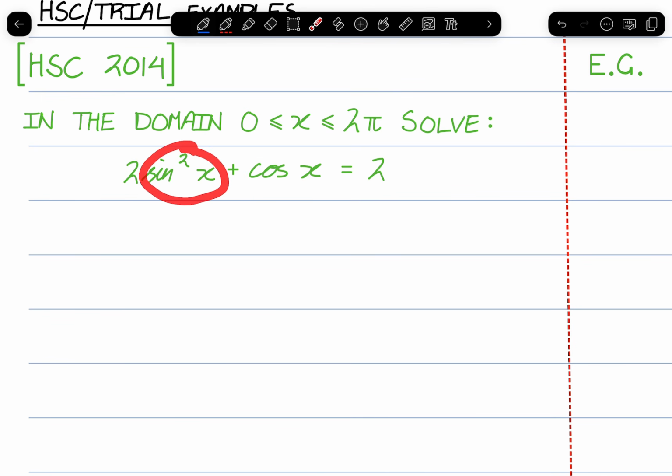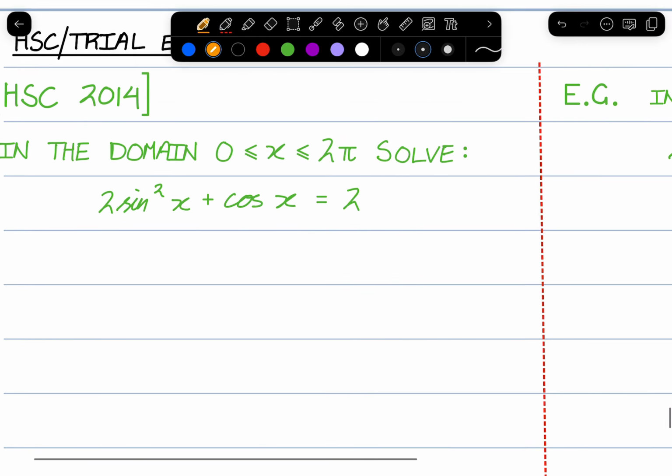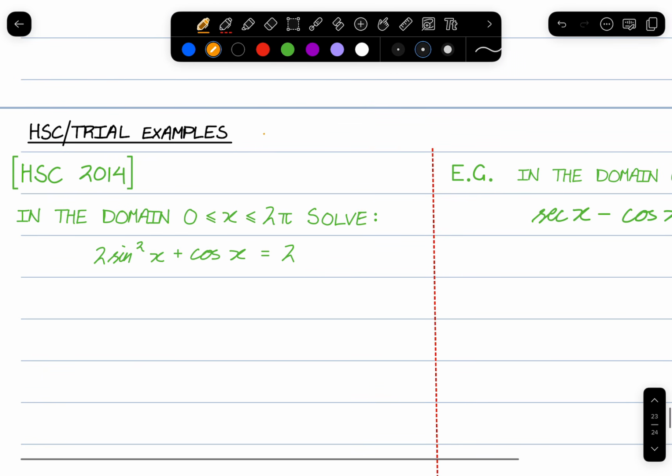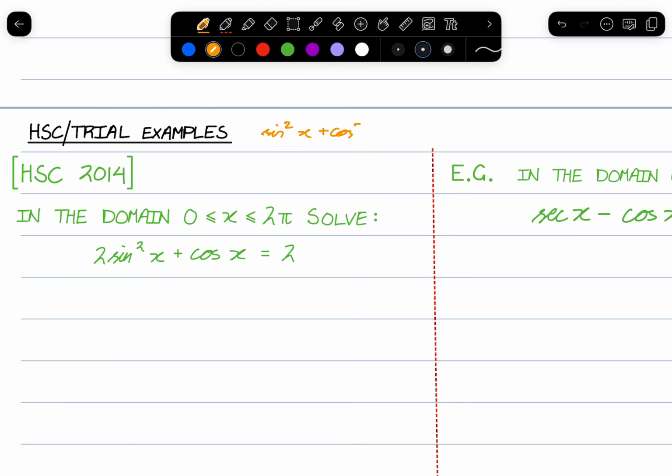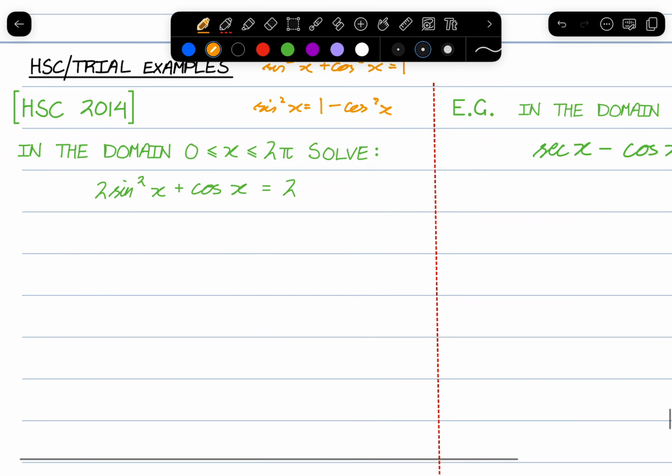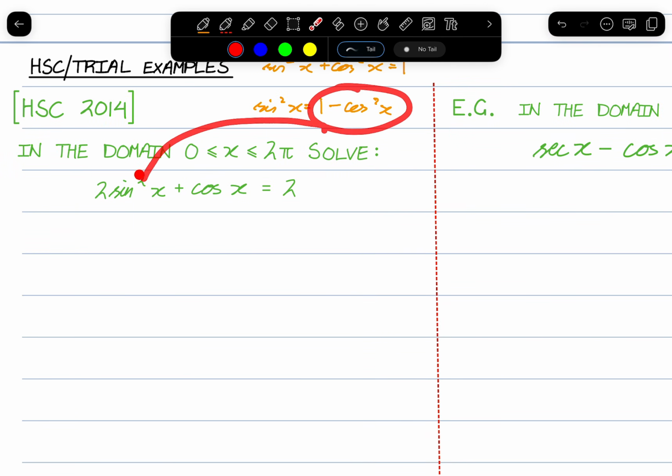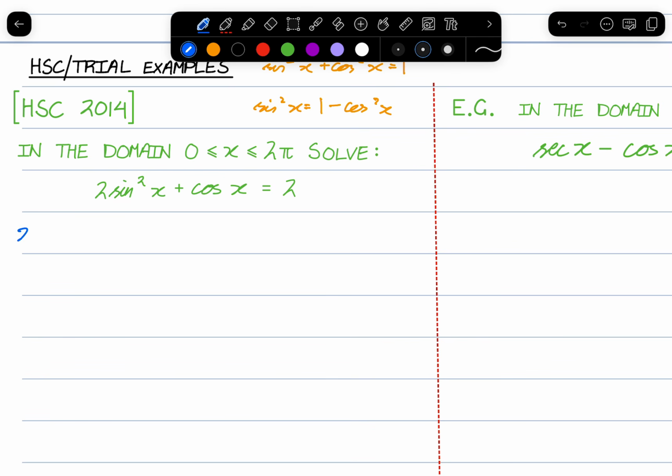Now I know that because here's sine squared. If we go back to our Pythagorean identity, sine squared x plus cos squared x equals 1. So from here we can simply make sine squared x equal to 1 minus cos squared x. So I'm going to use that substitution here. So this is going to become 2, 1 minus cos squared x plus cos x.